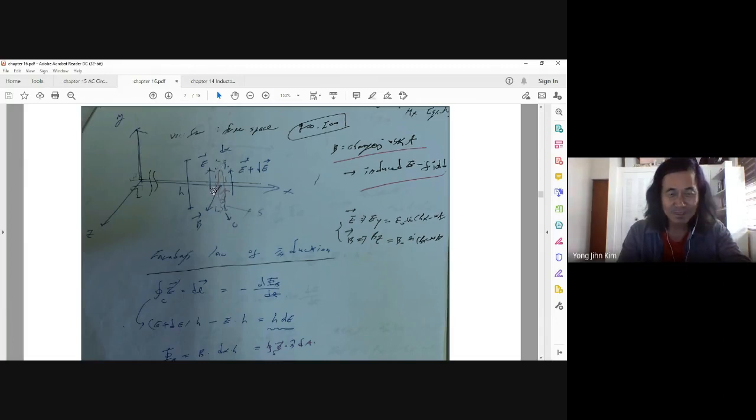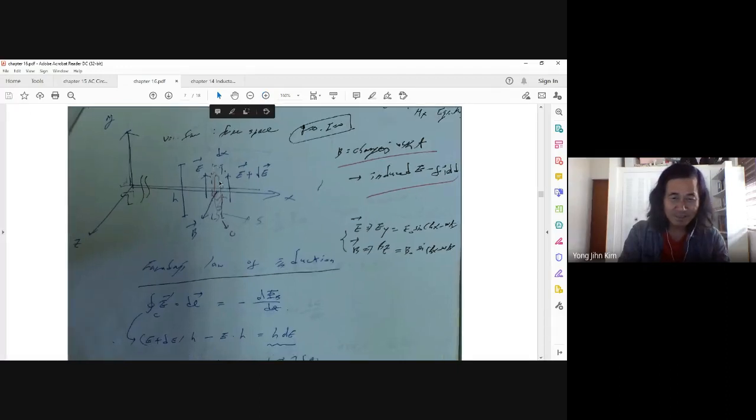The magnetic field is oscillating in the z direction. Let me look at this strip, with the side h and dx. If you look at this strip, the magnetic field is perpendicular, and the magnetic field is changing with respect to time. So the magnetic flux through this strip is changing, and it induces an electric field according to Faraday's law.